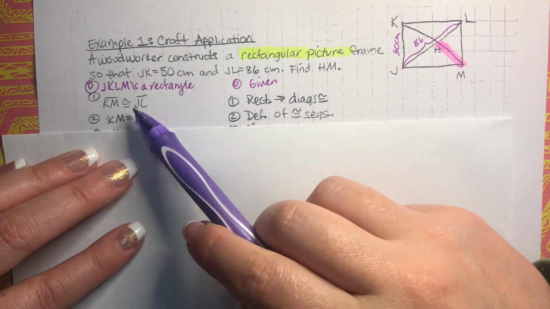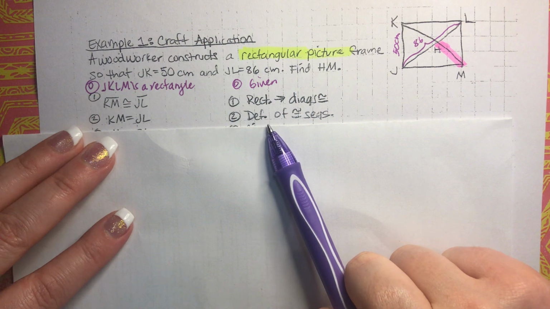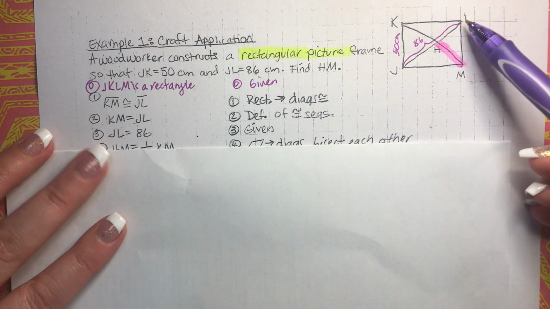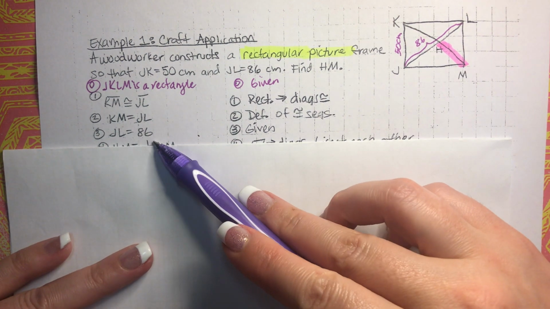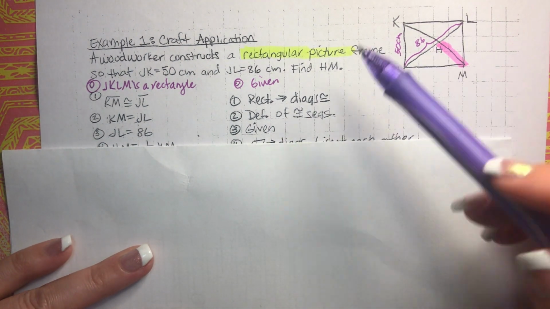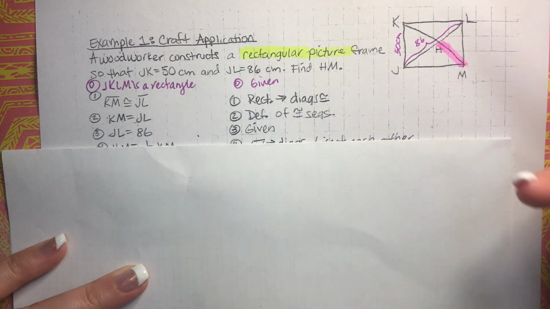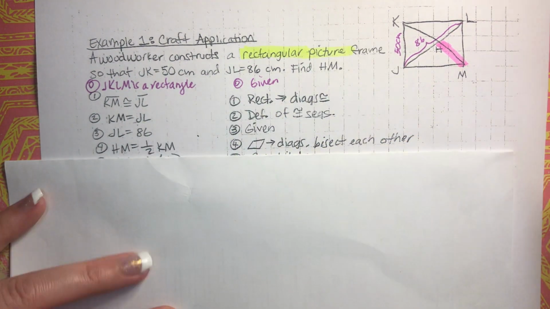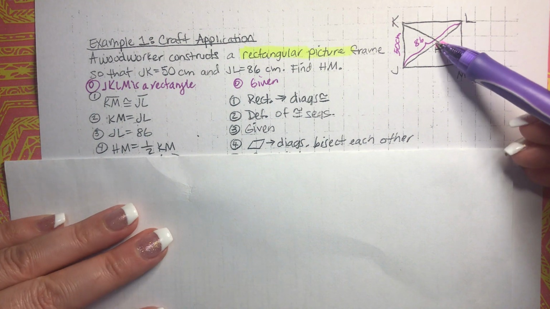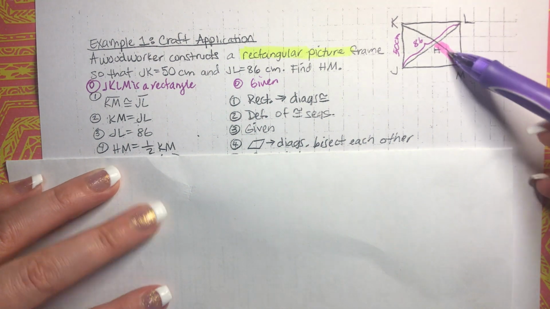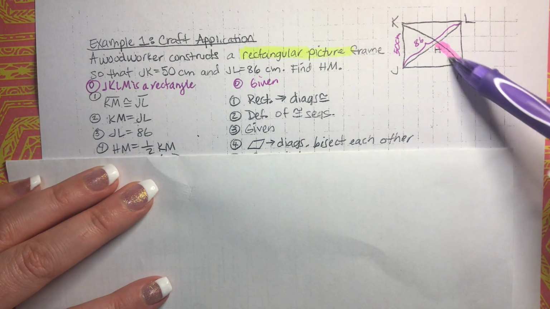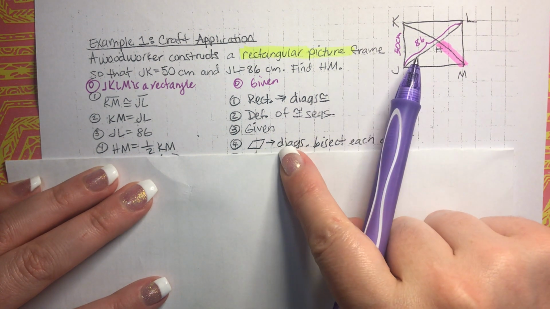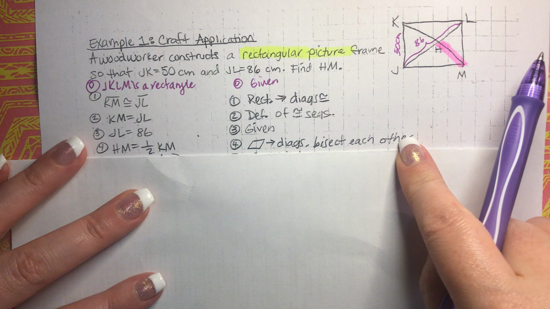All right, we're going to go ahead and change that format, right? The definition of congruent segments. And then we're going to say what JL is. JL is 86 because that's given, right? And then what do you think we're going to do? I think we're going to substitute that in there. No, we're not substituting yet. We're going to say that HM is equal to 1/2 of KM, right? Because if it's a parallelogram, then the diagonals bisect each other.